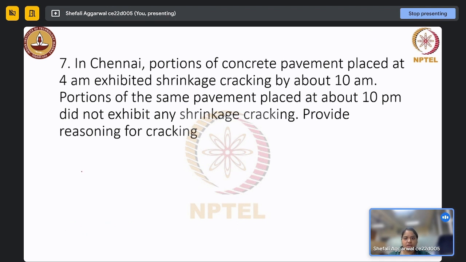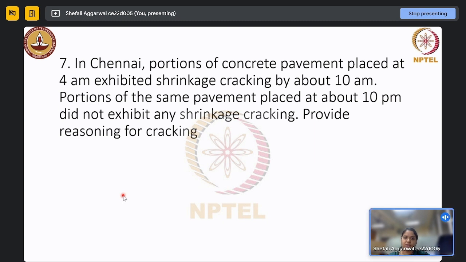Okay, in Chennai, a portion of concrete pavement placed at 4 a.m. exhibited shrinkage cracking about 10 a.m. However, when we use the same concrete and place it at night, 10 p.m., it does not show any shrinkage cracking. What can be the reason for this cracking in the morning? Rate of drying, ma'am. Sunlight, the sun's heat, the thermal difference between the external temperature and the concrete temperature could be the cause of that. Okay, one reason is that.